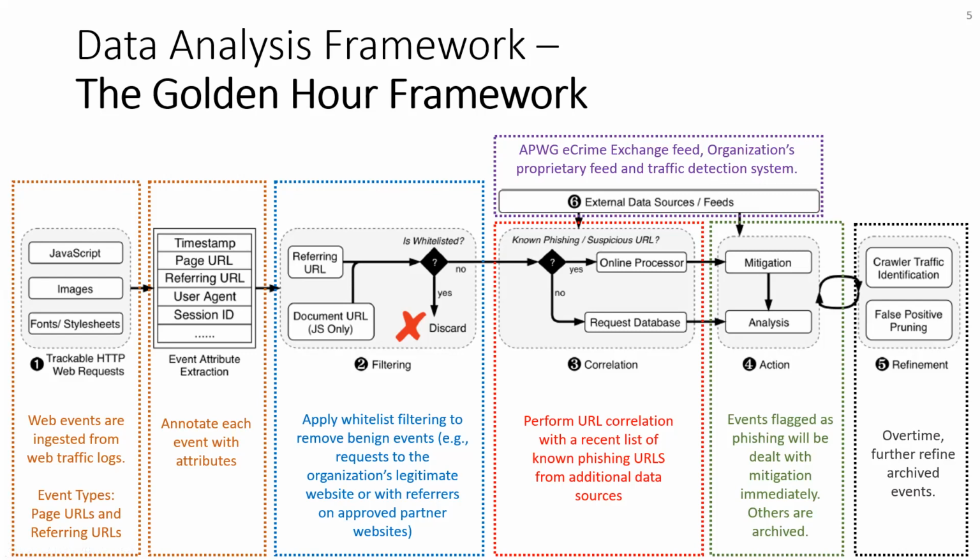I'm not sure whether this has been mentioned in the paper. Is it possible to be more specific about the organization's proprietary feed and also the traffic detection system? So somehow it means that based on the traffic detection, when we look into the traffic, we can somehow know the e-crime is happening. Yeah, both of these are the organization's proprietary systems. I guess the main idea of this paper is not about the implementation; it's mainly about the framework.